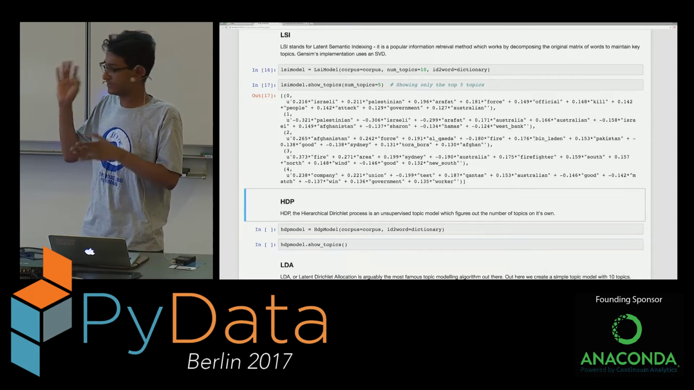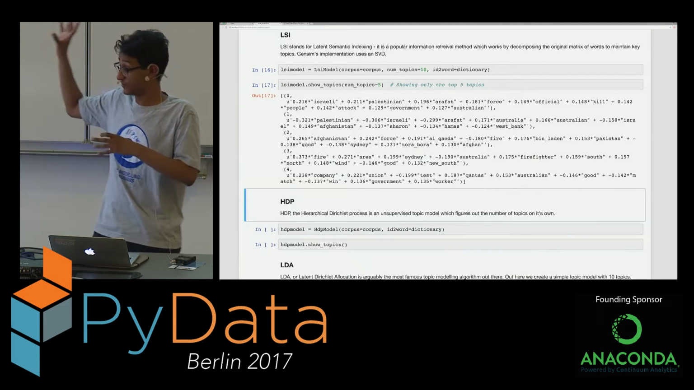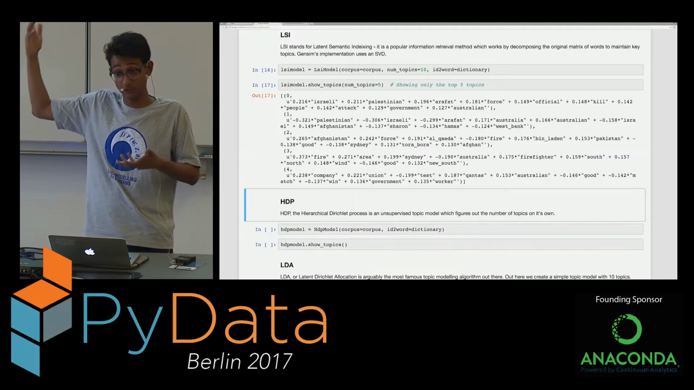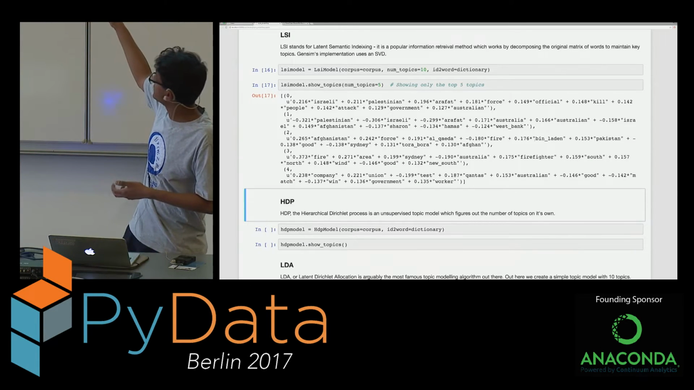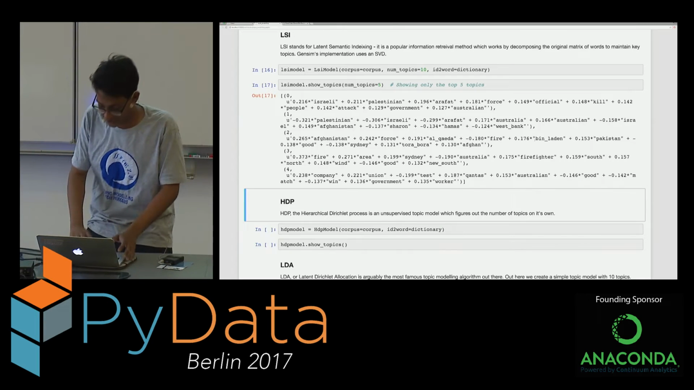So this is just to give an example. Normally I put LSI first because I don't like to talk about what it is, and also because I just want to give an example of what a topic model is supposed to look like. When we move on to LDA and HTTP, which is right below this, I can actually explain.